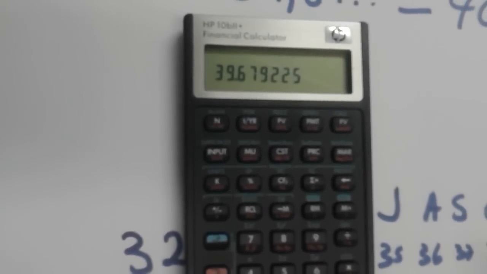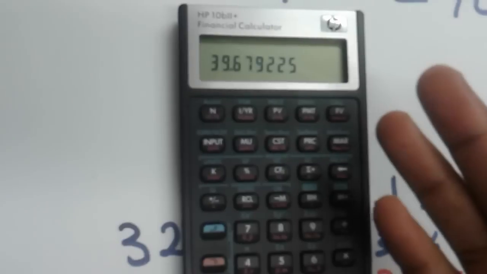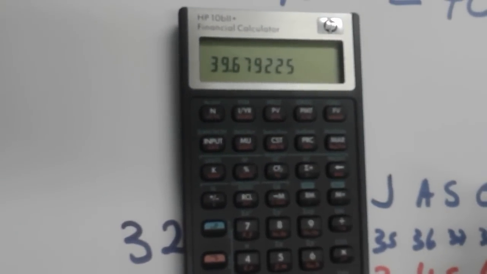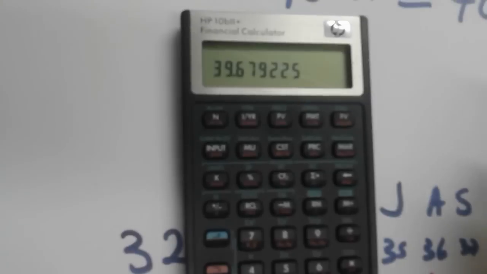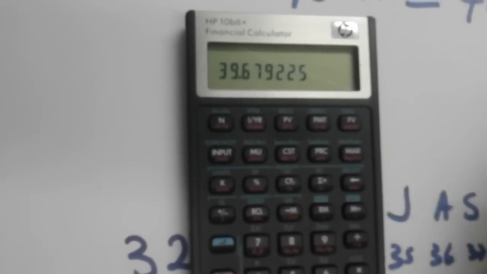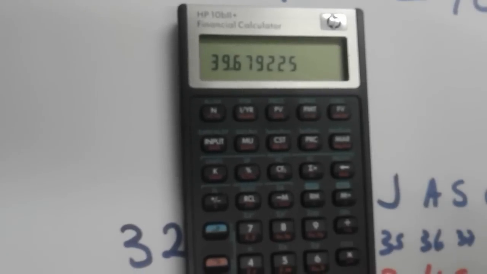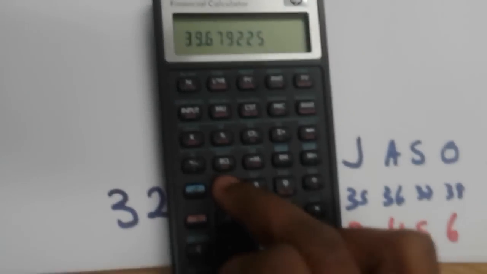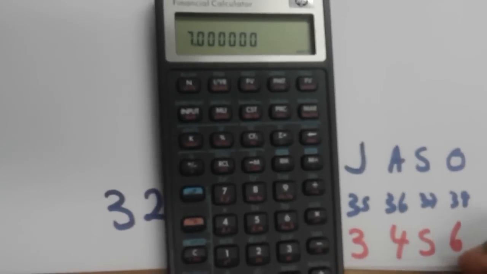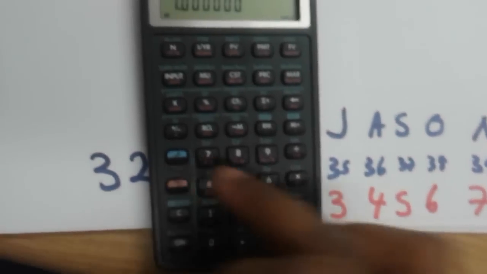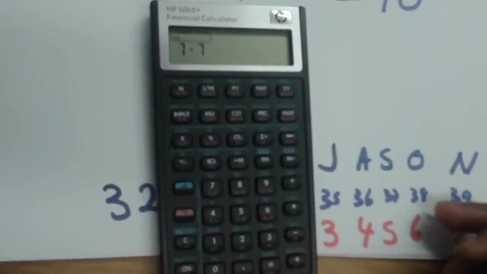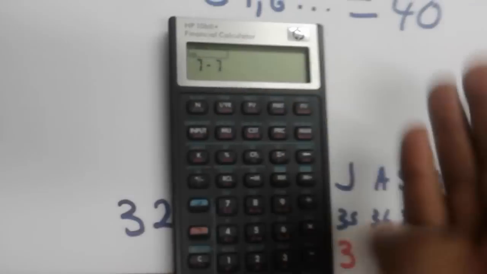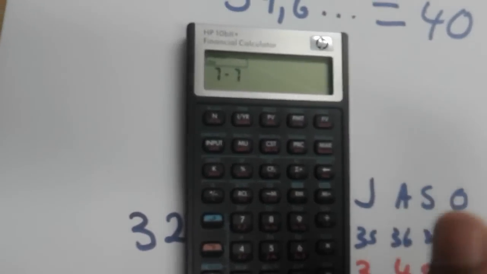That is your N. So we want to know the balance after 7 payments, which is there, 7. So you say 7, then input, then shift amount. So you see it now says 7 to 7. It means you only want to focus on that point.